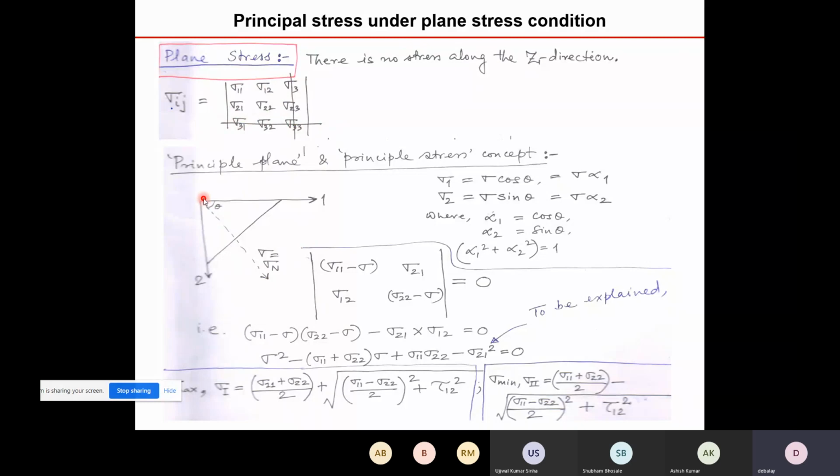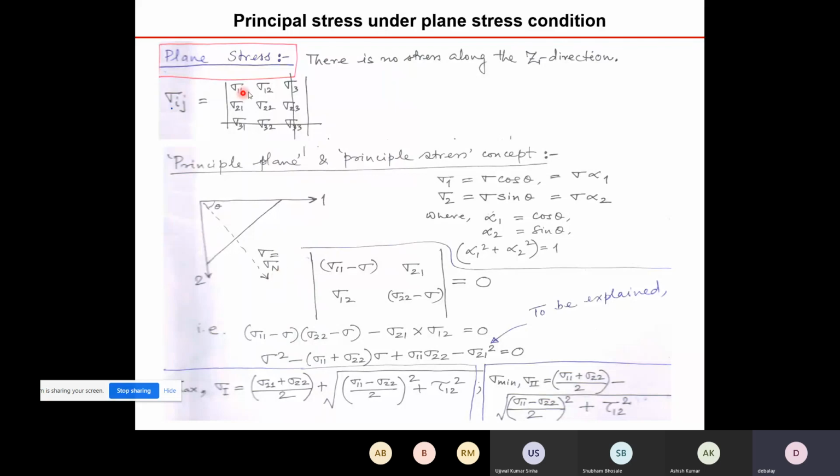And here in Dieter's book, you will see direction 1 is shown, direction 2 is shown. This inclined line is showing a plane, which is considered as a principal plane. And on that plane, sigma equal to sigma n. The net stress on that plane is basically the normal stress. And that's why that is my principal plane.